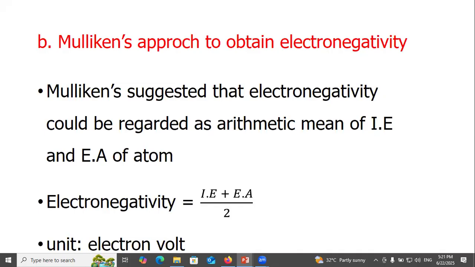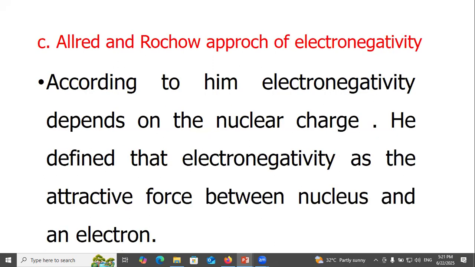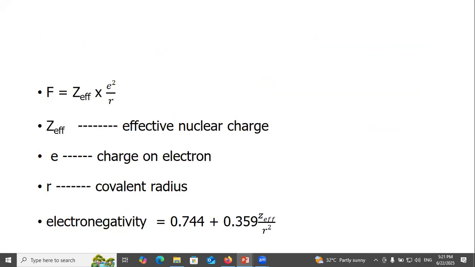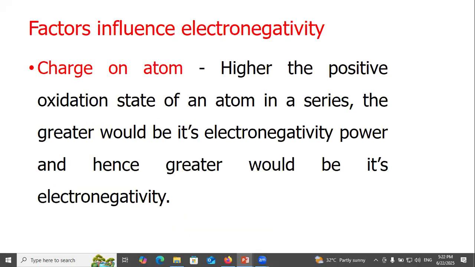Electronegativity is half of the sum of the ionization energy and electron affinity, in units of electron volt. Allred-Rochow's approach to electronegativity: according to him, the electronegativity depends on the nuclear charge. He defined electronegativity as the attractive force between the nucleus and the electron. F equals Z effective e square over r square, where Z effective is the effective nuclear charge, e is the charge on the electron, r is the covalent radius. Electronegativity equals 0.744 plus 0.395 Z over r square.